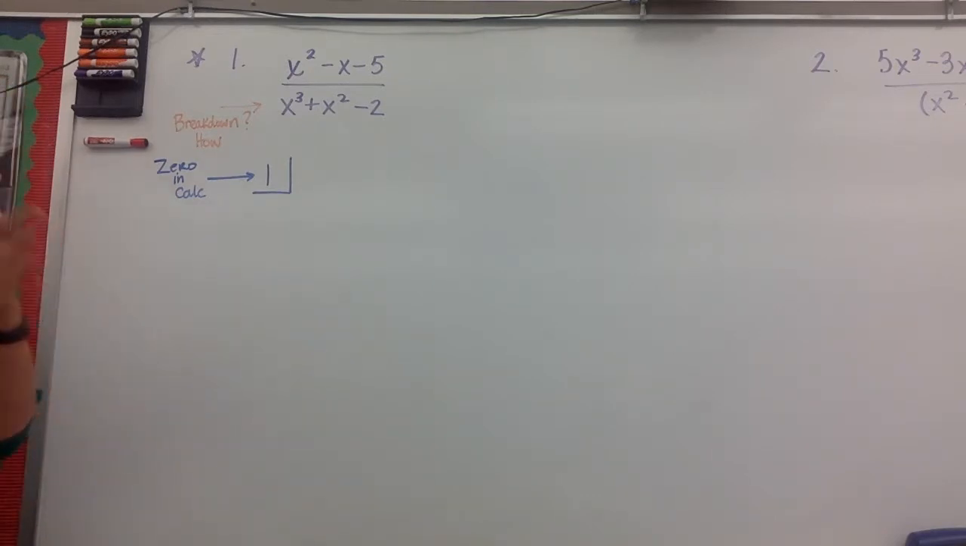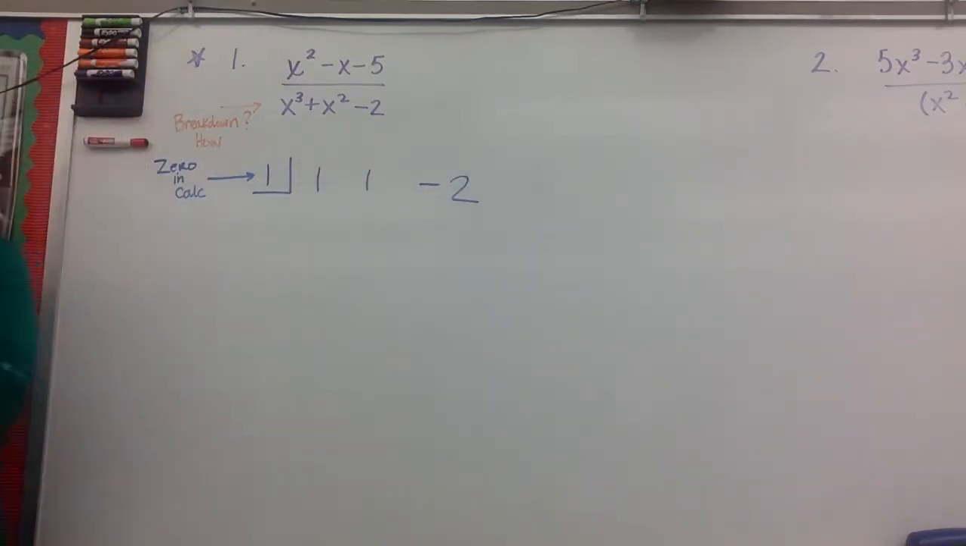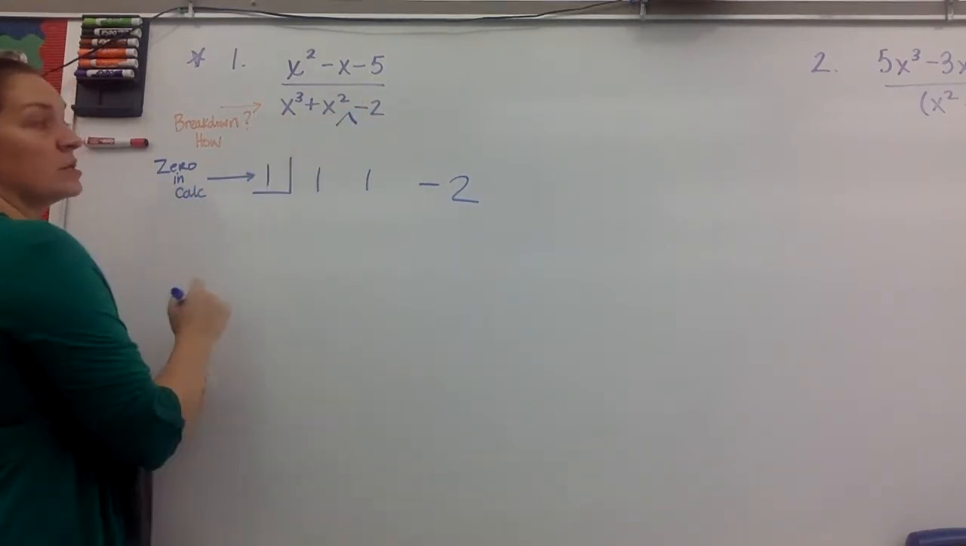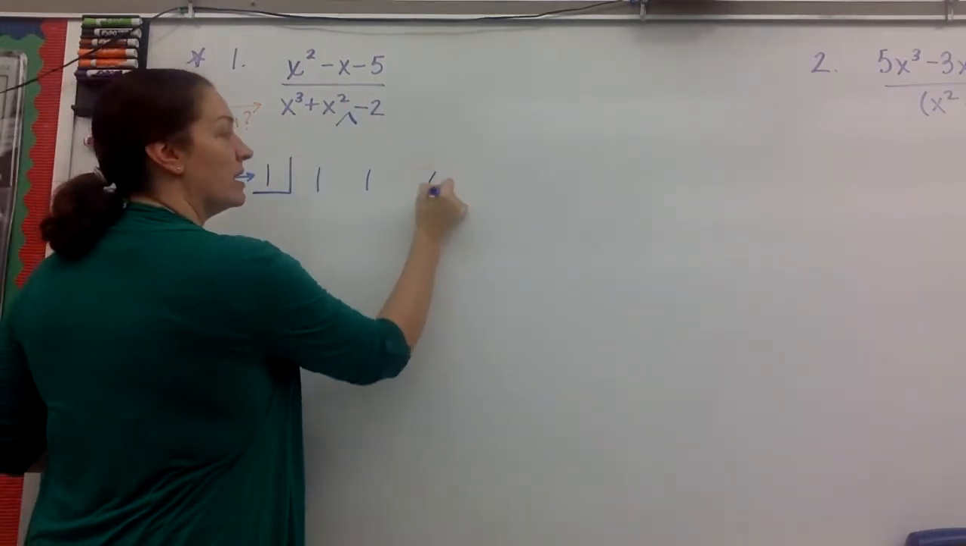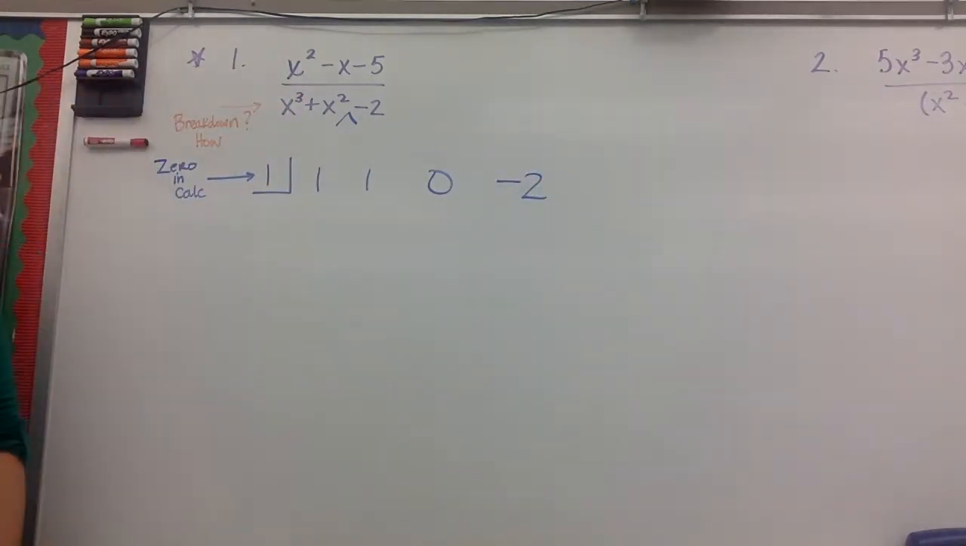Okay, now this is one mistake. Please do not make this on your test. 1, 1, -2, and go. Why is that wrong? I'm missing which term? The x. Right here, I'm missing the linear term. I need to put a 0 in as a placeholder. Don't ever forget that. That is the number 1 mistake.